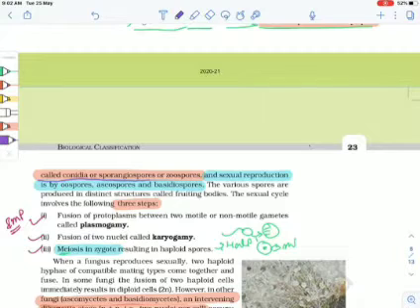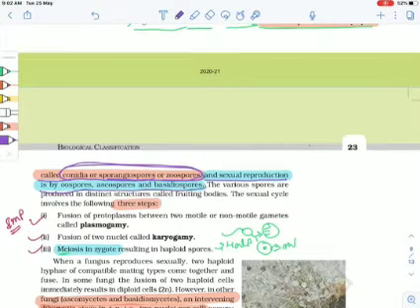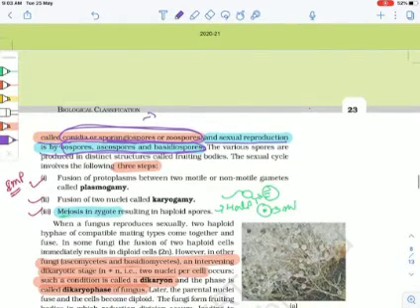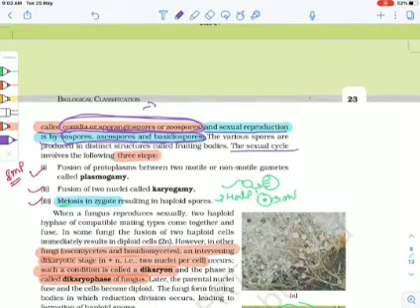Now remember the names of the spores. Asexual reproduction is by conidia, sporangiospores or zoospores. Remember, conidia, sporangiospores or zoospores. These are the asexual spores. And sexual reproduction is by oospores, ascospores and basidiospores. These are the sexual reproduction spores. So remember the spore names also.